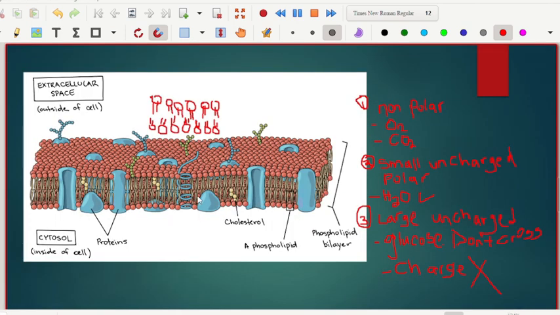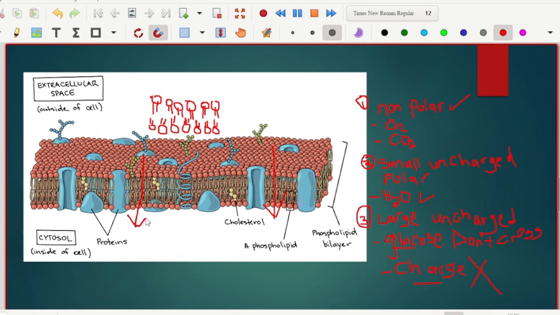So now let's go into things which cross through the cell membrane without difficulties. One of those substances are non-polar substances, such as oxygen and carbon dioxide. They easily cross the cell membrane, as well as smaller uncharged polar molecules such as water. Then large uncharged molecules like glucose, or charged particles, don't easily cross. So how do they cross? Because it is very important for such things to cross through the cell membrane.